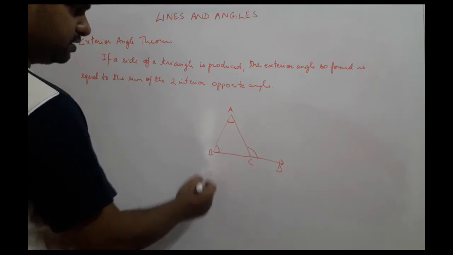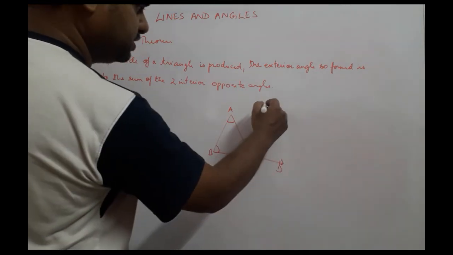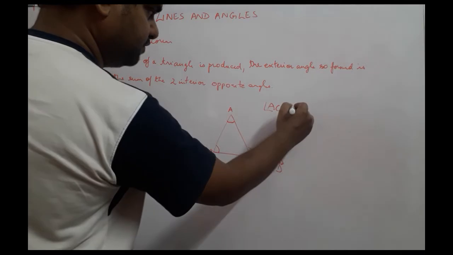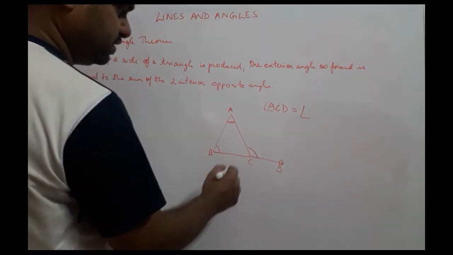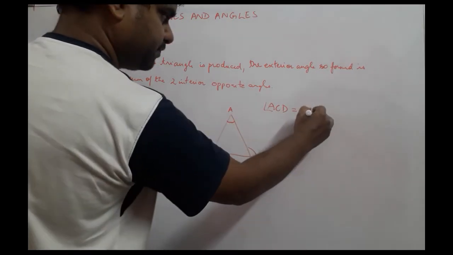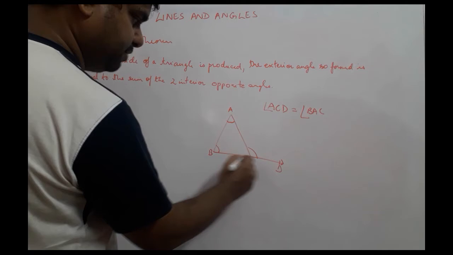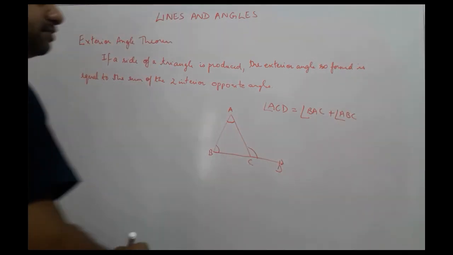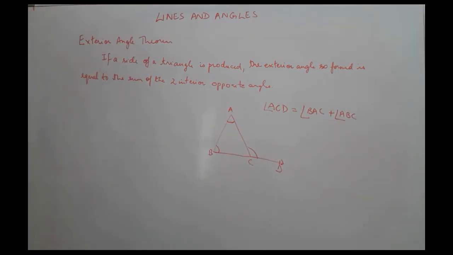So angle ACD will be equal to the sum of the opposite angles, that is BAC plus ABC. That is why it is known as the exterior angle theorem. And the next one is the property of the triangle. So we'll see what it is.